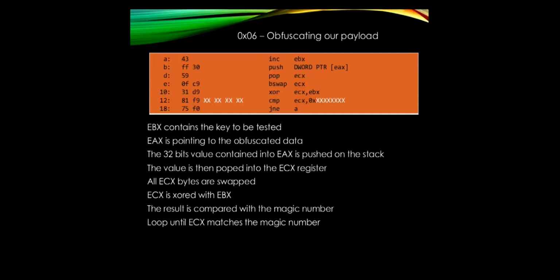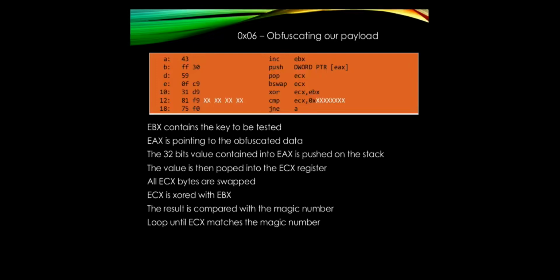So EBX contains the key to be tested. EAX is pointing to the obfuscated data. The 32-byte value contained in EAX is pushed on the stack. This is just a trick to avoid null bytes, because I wanted to make sure that my shellcode is clean for other purposes, because you want to avoid null bytes in your shellcode, as we discovered yesterday during the workshop.